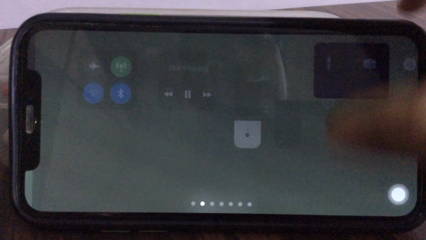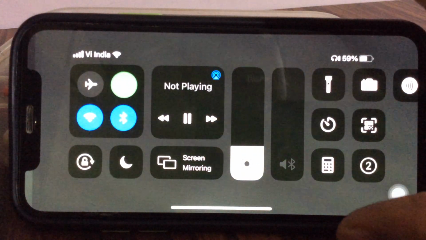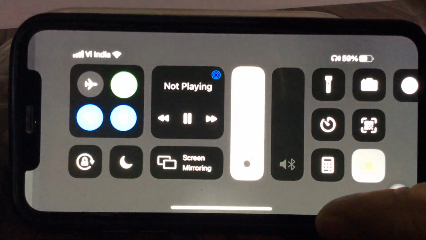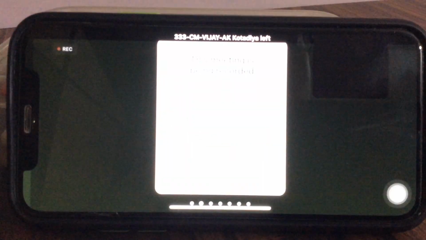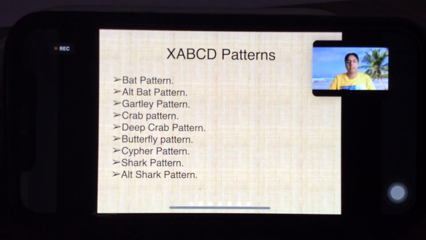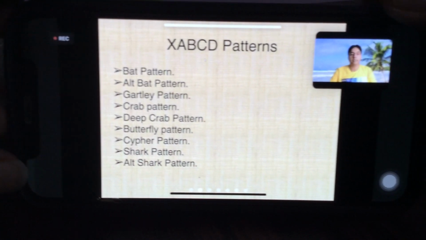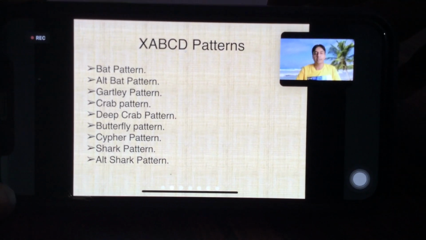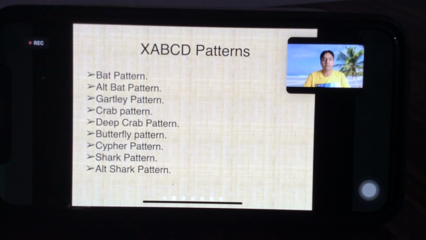Today we will be proceeding with our next session, which is XABCD patterns, commonly called harmonic patterns. We have seen A, B, C, D. Are you able to see the cursor?